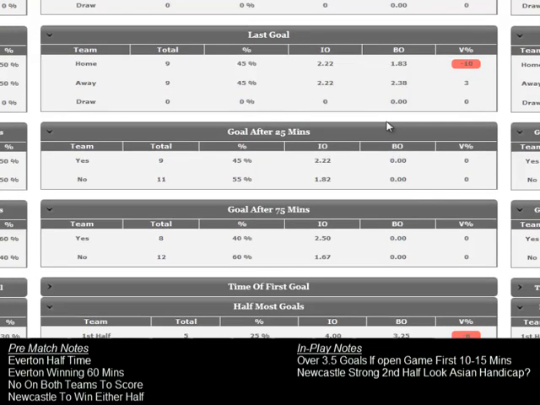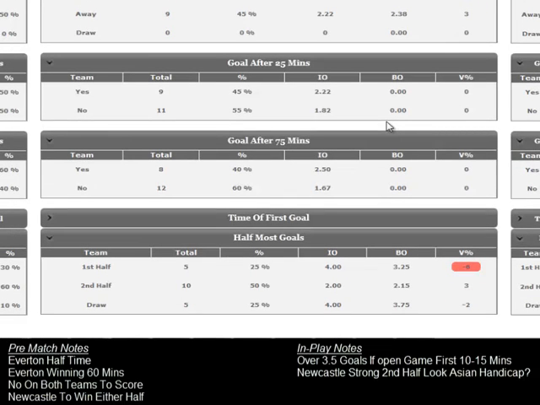Last goals, no value at all in there, there's minus 10% value in home team scoring first. That again kind of supports our Newcastle being the better second half team. That supports that a little bit.